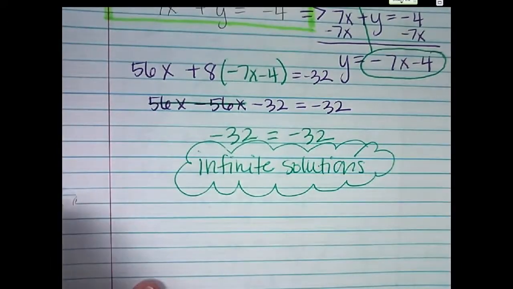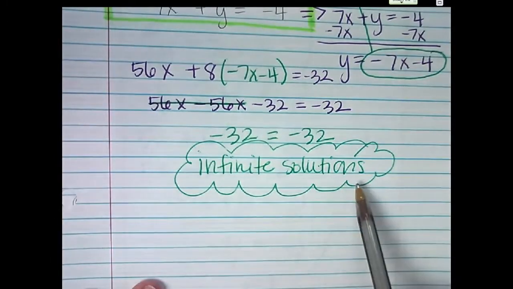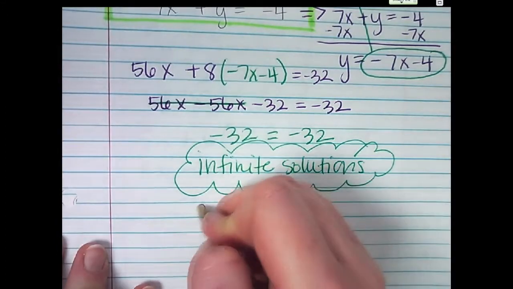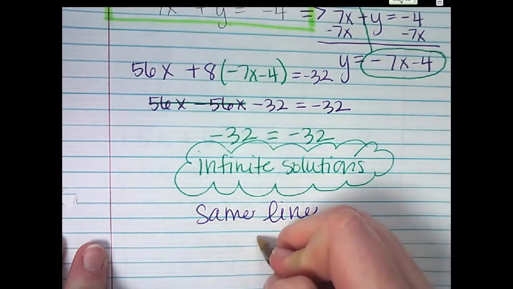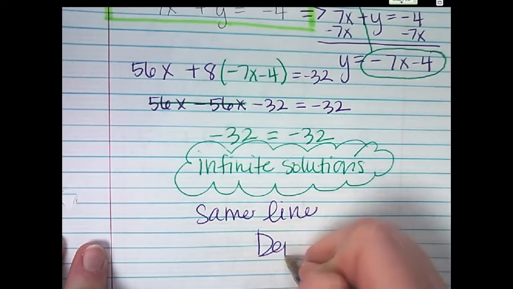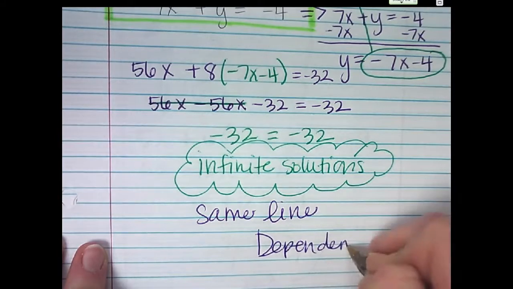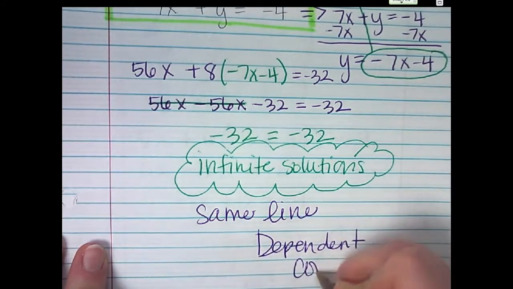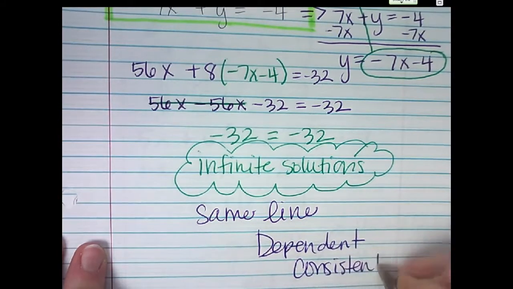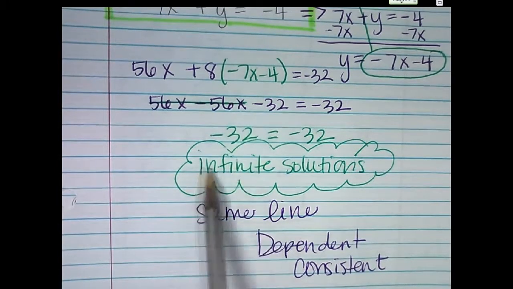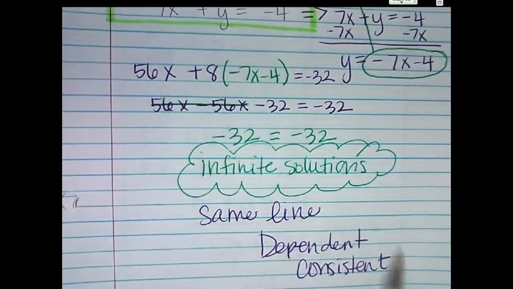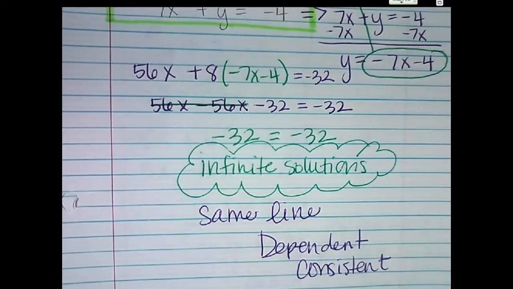What kind of lines are those when you get infinite solutions? The same line. You remember what it's called, what the system's called? Dependent. And then we also say consistent. Dependent, consistent. No, I'm just reviewing. You have to say infinite solutions are all real numbers. I'm just reviewing the words with you. You don't have to say that.